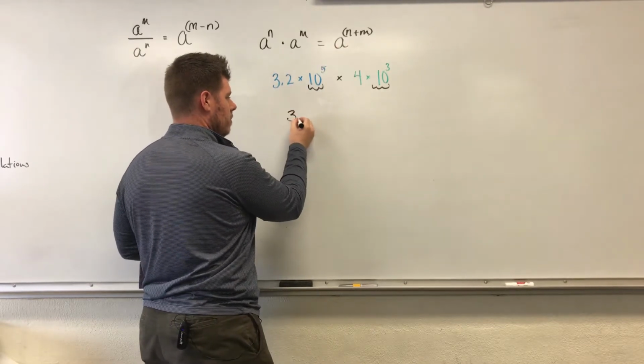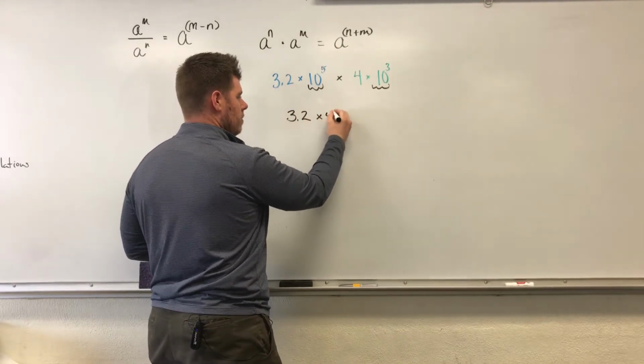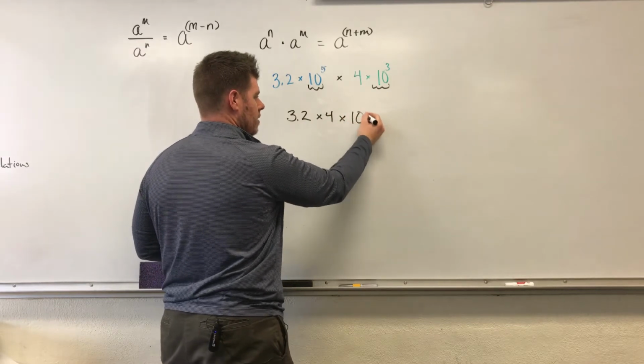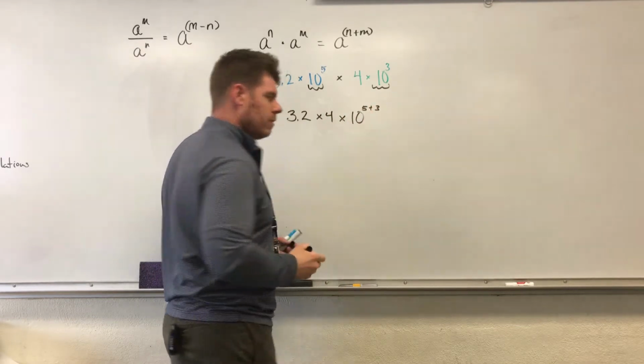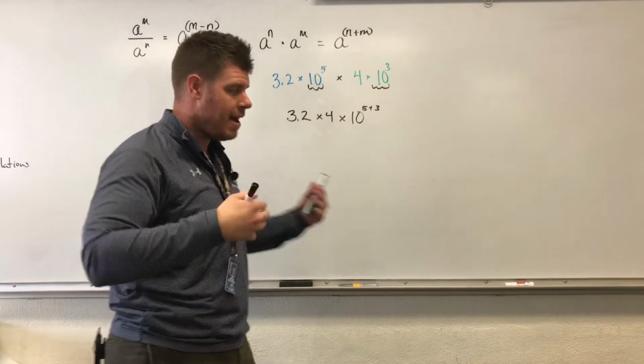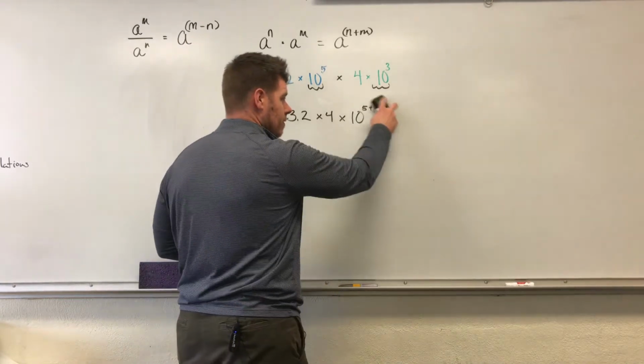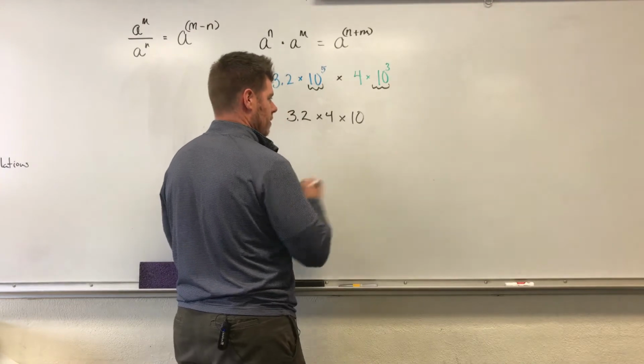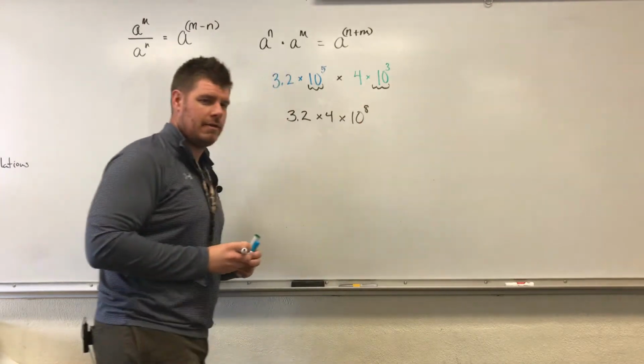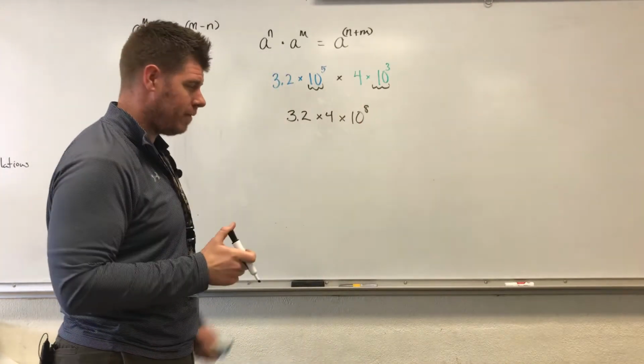So this is 3.2 times 4 times 10 to the 5 plus 3. As opposed to doing 10 to the 5th and 10 to the 3rd separately, I'm just doing 10 to the 5 plus 3, which is good old 10 to the 8th. It saves you a little bit of time if you can do that quick mental math.